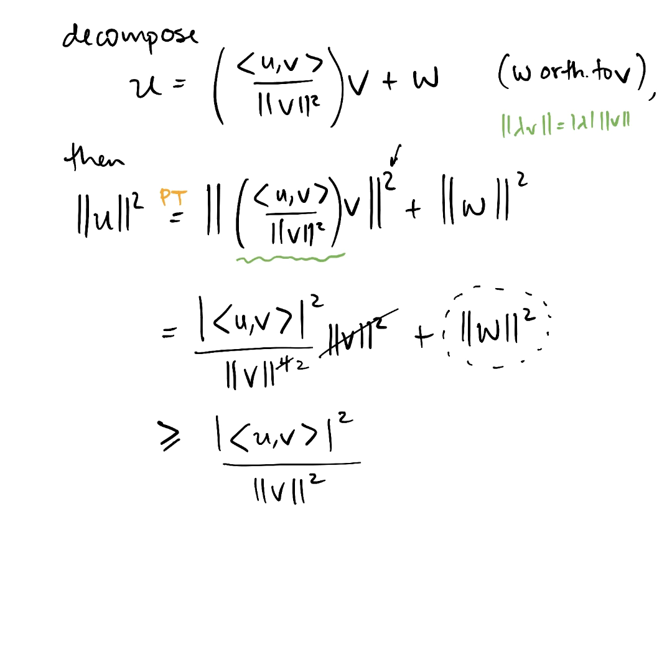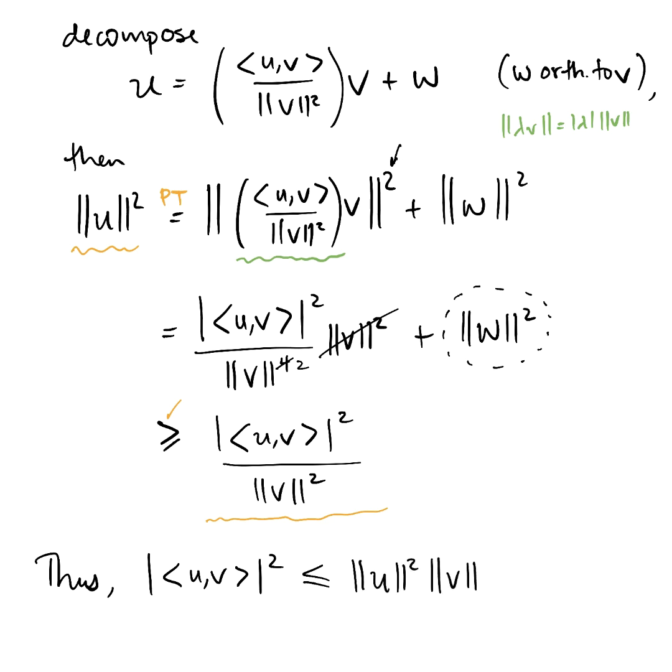Okay, look what we got here. Look at the side we started with. That's this. And that's bigger than or equal to all this. If you clear that fraction, I think you're done. You're there. Thus, the square of the absolute value of the inner product of u with v is indeed less than or equal to norm u squared times norm v squared.